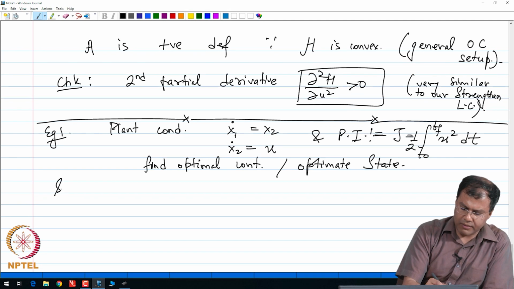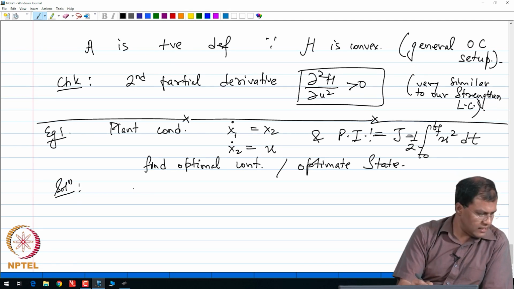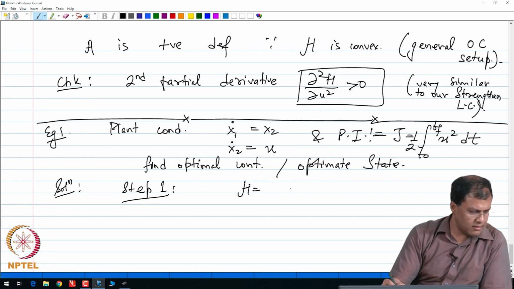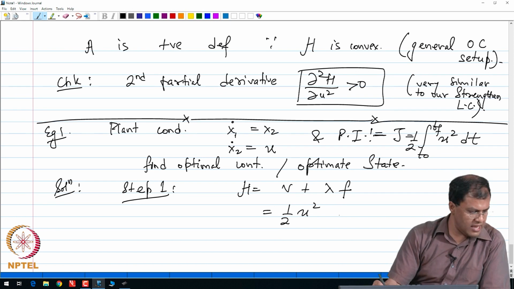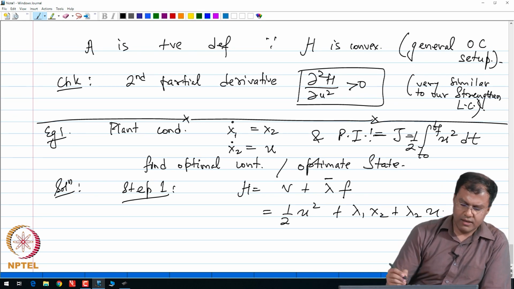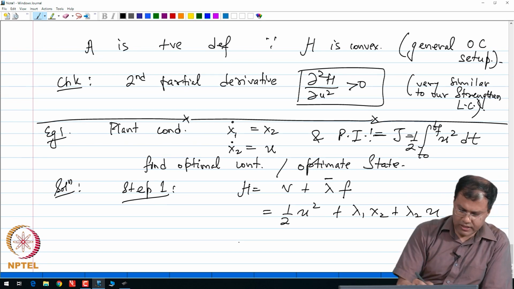So, we will follow the step by step procedure, namely the Pontryagin procedure. Step 1 is we set up the Hamiltonian. My Hamiltonian H is V plus lambda times f, which is half u square, that is my V, plus lambda times f. Now notice that we have a set of two equations in the plant condition, so lambda takes a vector form. I get lambda 1 times x2 plus lambda 2 times u. Then step 2 is find u star.